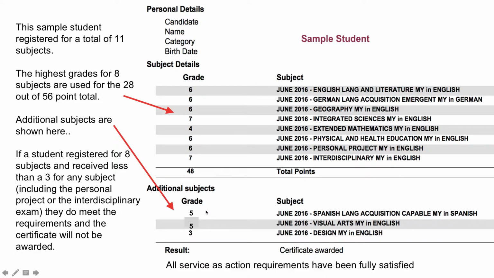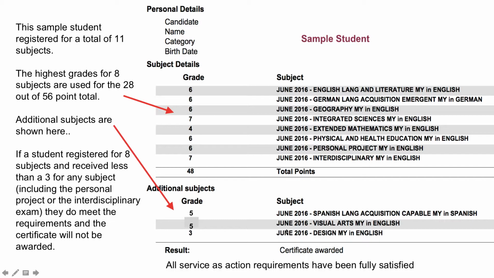It's important to understand that it's only the highest grade from the e-portfolio coursework subjects that's actually used in the 56-point total. So you can see that this student registered for PE, Visual Art and Design. They achieved a 6 in PE, so that is the grade that's used in the point total. And this student achieved a very good point total of 48 out of 56. So then the other 2 e-portfolio coursework subjects just show here as additional subjects.